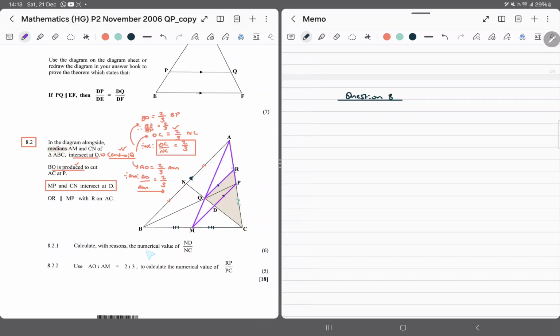Calculate with reasons the numerical value of ND over NC. Okay, so that's what we want. Now, how are we going to do that? It looks like we need to do something.